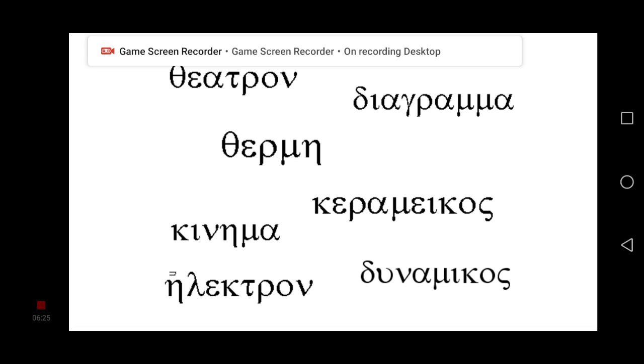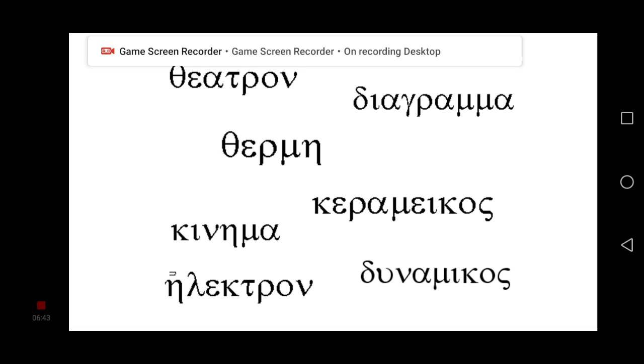How about these words here? So we've got a combination of scientific terms and other terms. If you don't want to know the answers, pause now. At the top, we've got theatron, where we get theatre from. It just means viewing space.